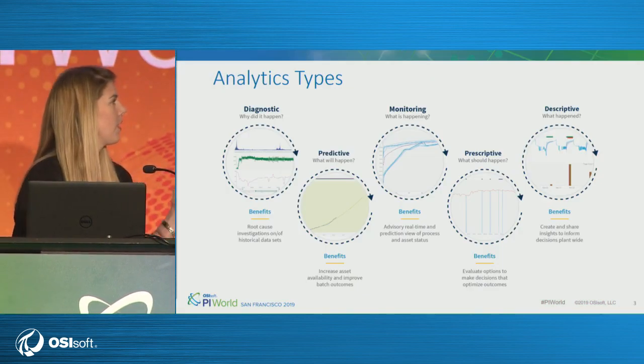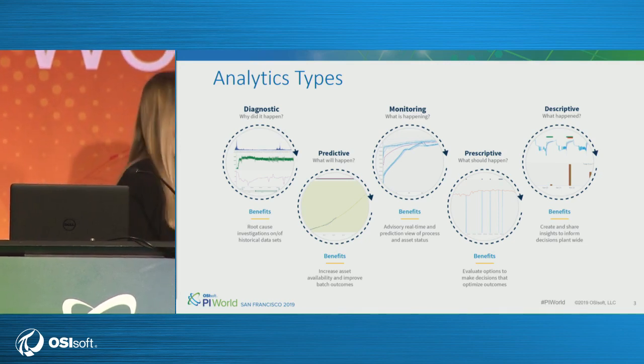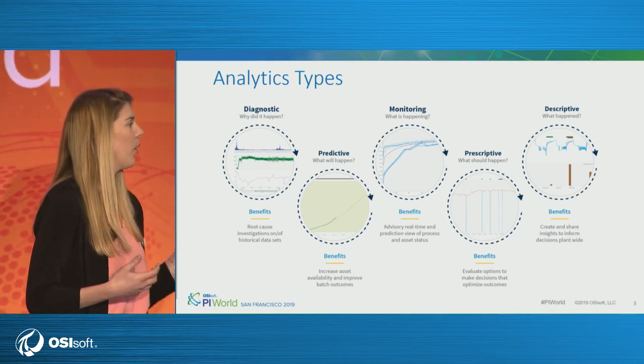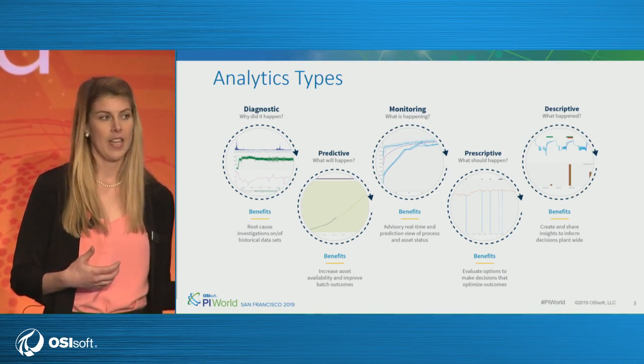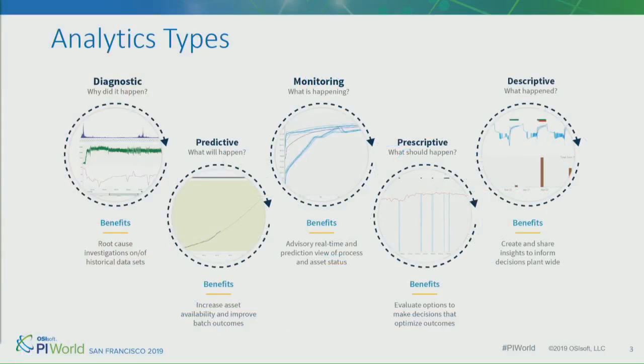So looking at the different types of analytics, I like to characterize them in a way of thinking about what question I want to answer when I'm diving into my data. So we can talk about descriptive analytics: what happened, creating and sharing those insights to inform decisions plant-wide. Prescriptive analytics: what should happen, so that way I can evaluate my options and make decisions that will optimize my outcomes. Monitoring: so what is happening right now, and are things progressing in the way that I expect? Is there any action that I need to take to keep us on track?